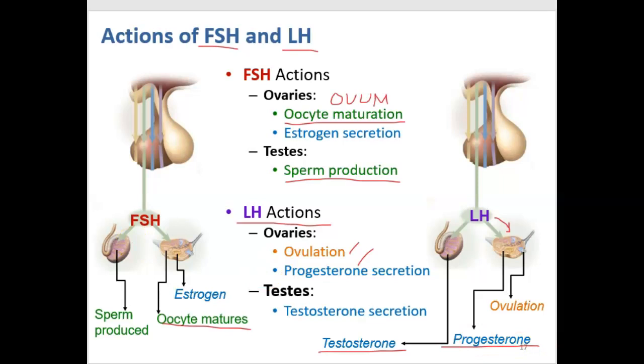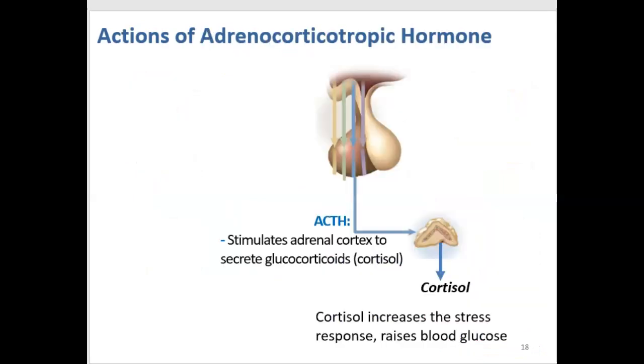So those are the gonadotropins. The actions of adrenocorticotropic hormone, or ACTH, on the adrenal cortex is to cause it to make cortisol, which I mentioned previously. This is our long-term stress hormone, not a short-term stress like you almost ran into something on the road or something like that. Long-term stress.